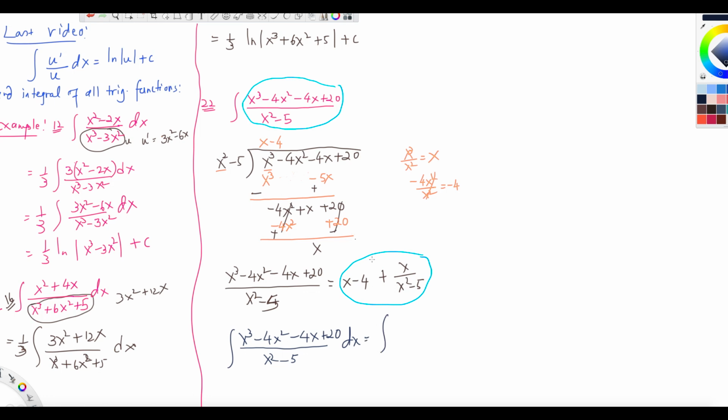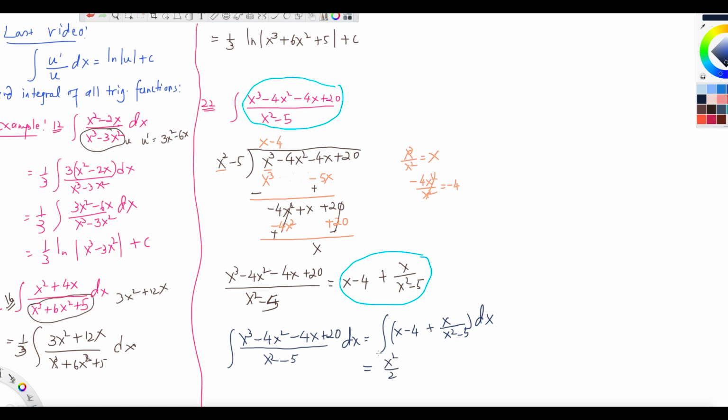That can be written as (x minus 4 plus x over x squared minus 5) dx. So you know that in the integral you can distribute this integral to each of the terms. Okay, so let us see that. What is the integral of x? That will be x squared over 2, right?